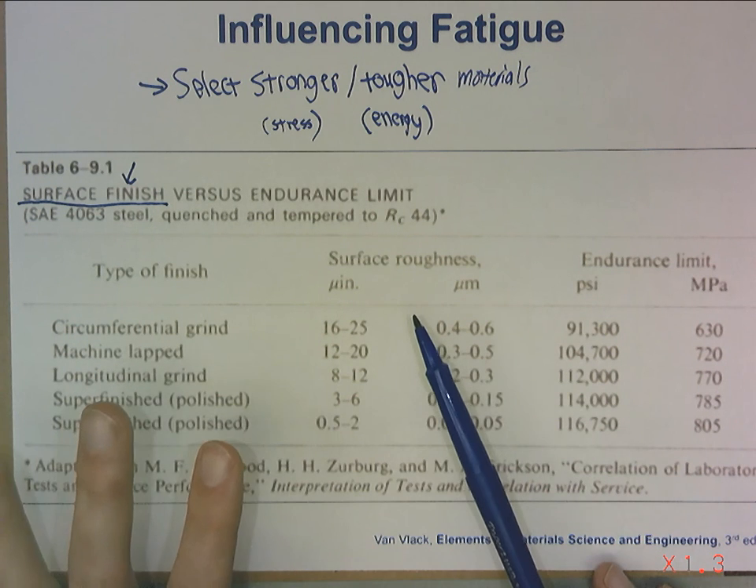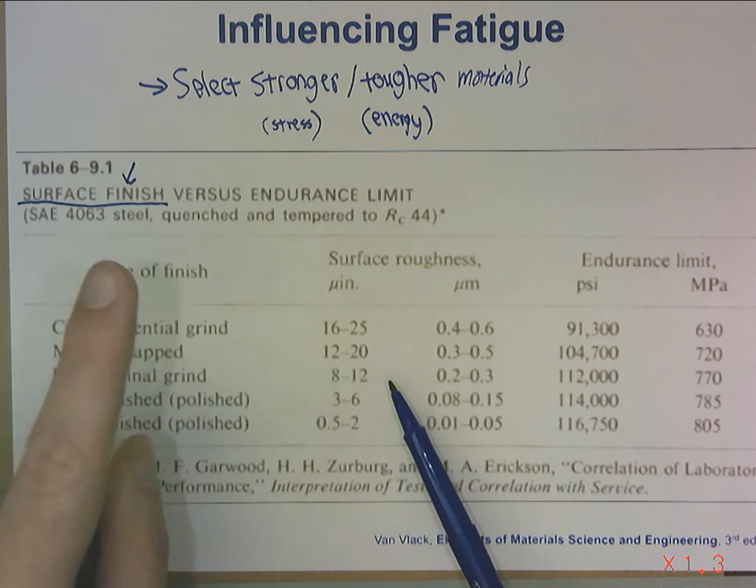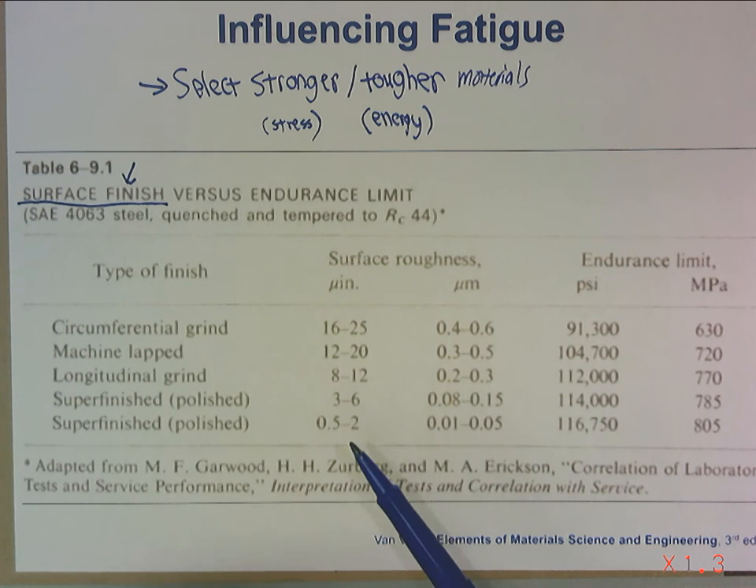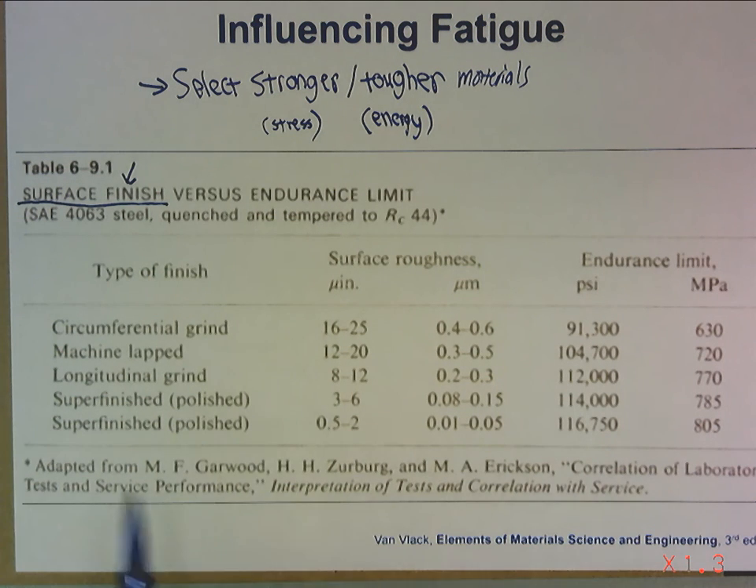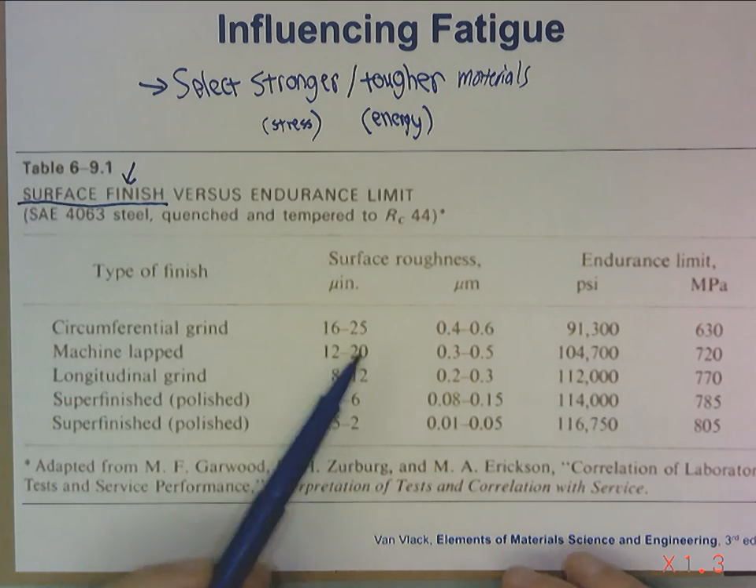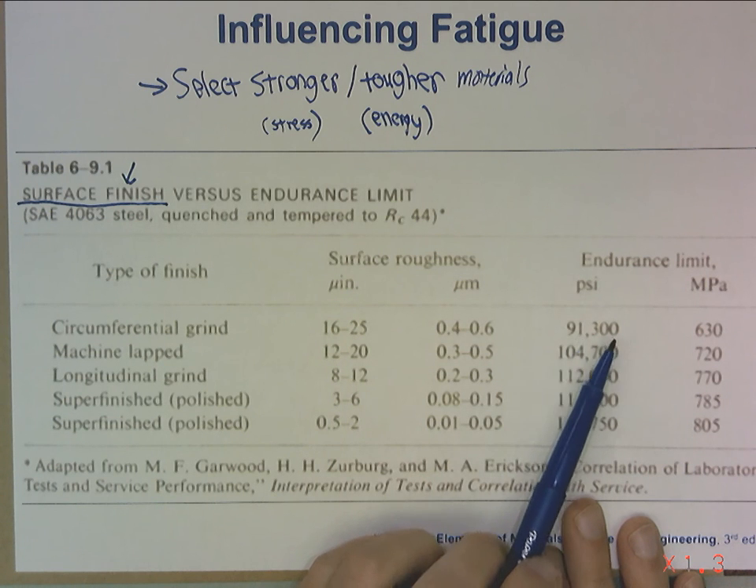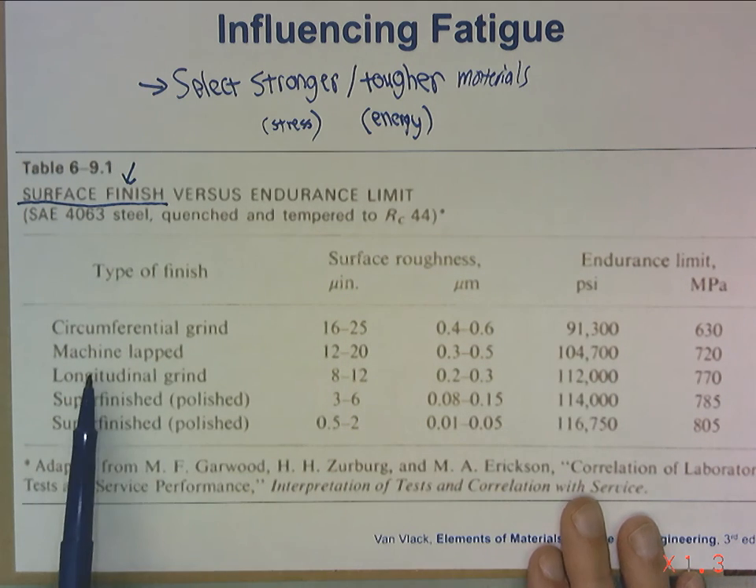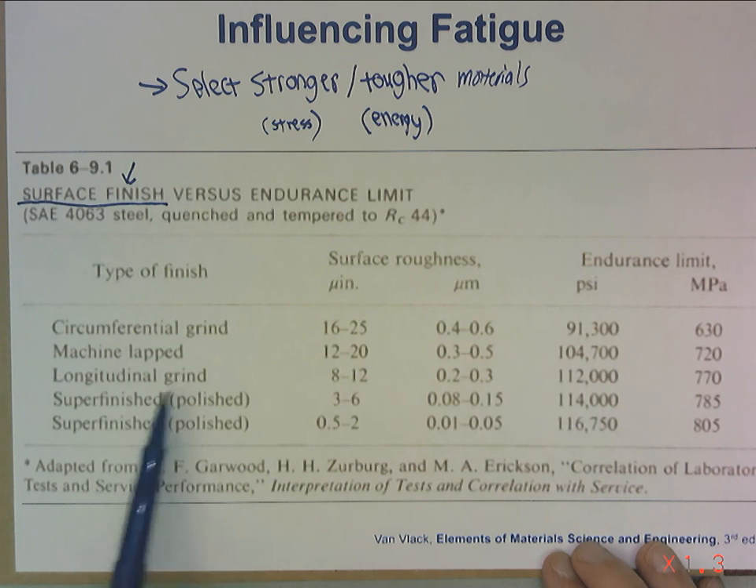Let's not worry too much about that. It is a value from a test you can do where the numbers represent sort of the hills and valleys almost to the microstructural level of your part. So the higher the number, the rougher the part. We're given an endurance limit. Here's 91,300 psi. Machine lapped, which is a polishing method.